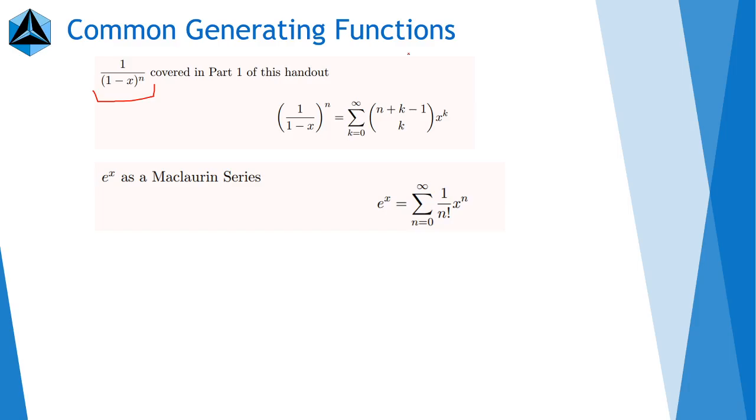e to the x is a Maclaurin series. We covered this in the last bit. As I told you, the derivative of e to the x is always e to the x. If you evaluate the derivative of e to the x at 0, it's 1. So that's just where this comes from.